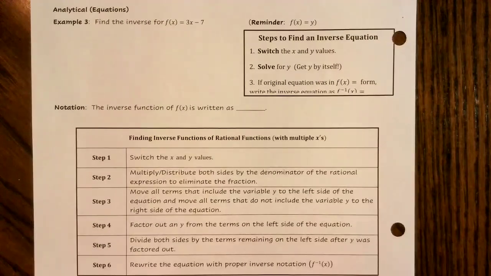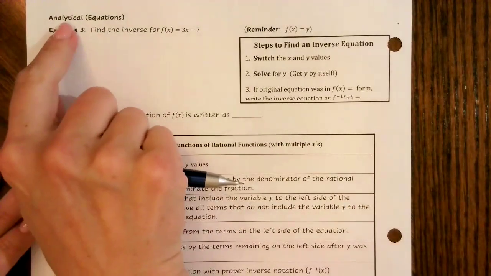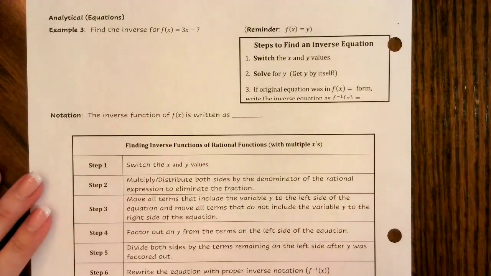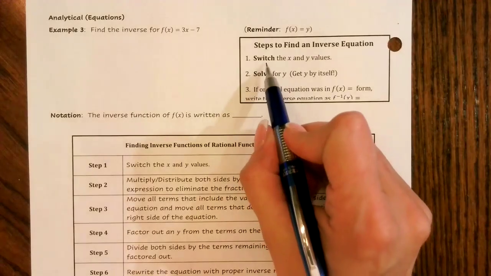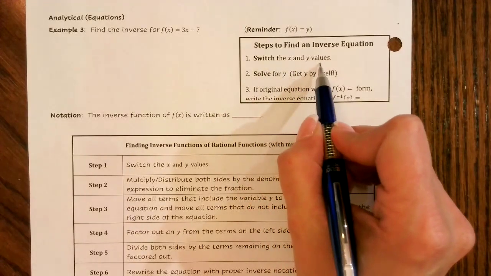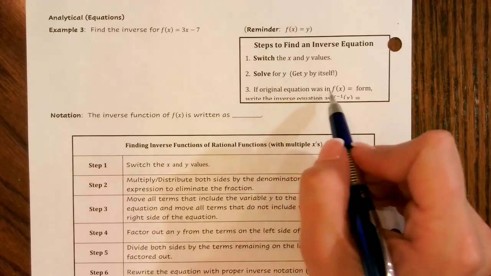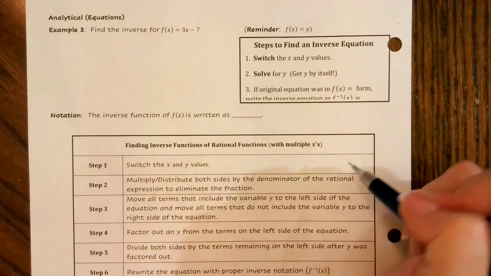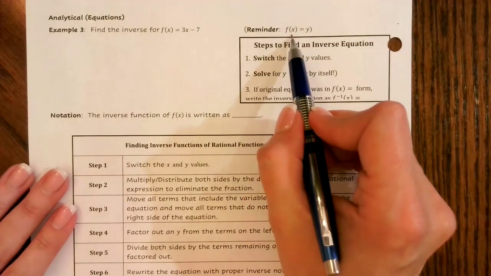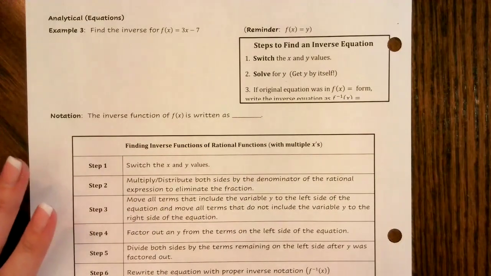All right, off to the back here. It says on example 3, find the inverse for f of x equals 3x minus 7. And we're going to look at this analytically now from the equation. For graphing, it told you to make a table of values and switch the x and y. For equations, it tells you to switch the x and y values, solve for y, which means get it by itself. And then if the original equation was in f of x form, write the inverse equation as f of negative 1 of x. All right, so there's a quick reminder, f of x and y are interchangeable. They're both a function dependent on x.